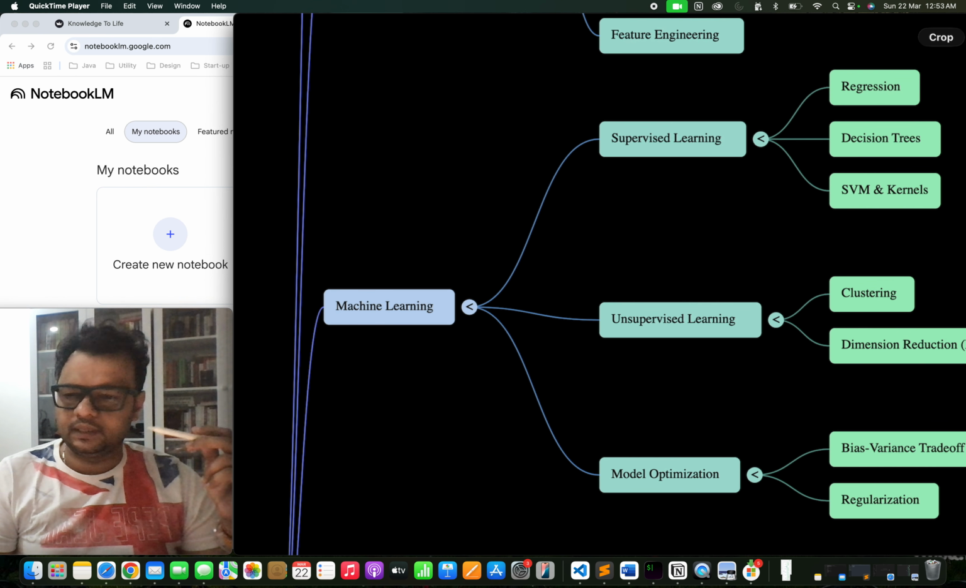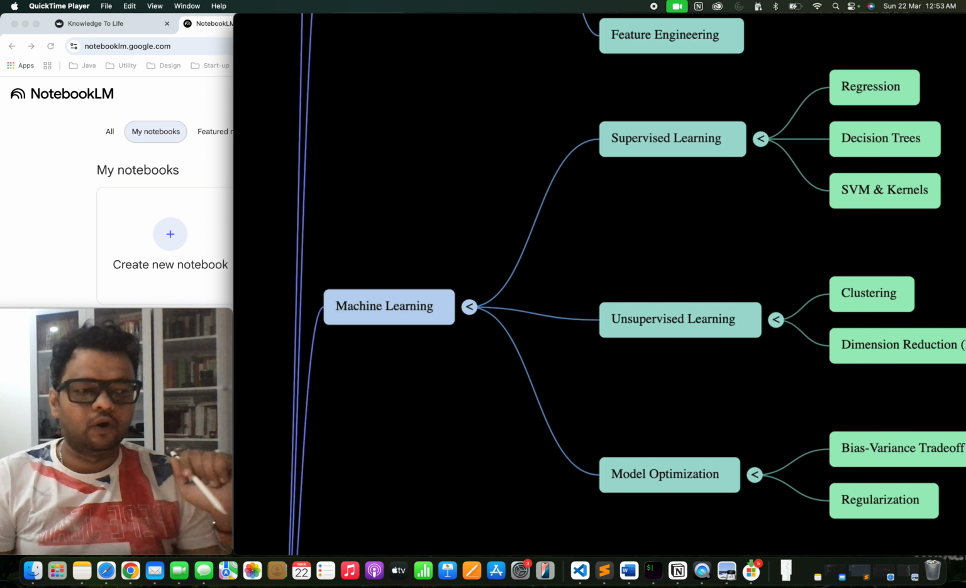So in machine learning, there are multiple branches: supervised, unsupervised. Then there is semi-supervised, then there is self-supervised, okay. Those are advanced topics, but we'll be covering all of them in detail. In supervised learning, we'll look into regression, decision trees, SVM, and kernels. These are some examples.